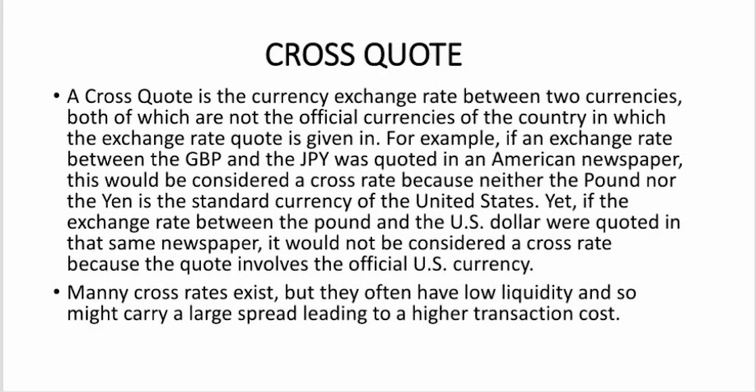The cross quote. The cross quote is the currency exchange rate between two currencies, both of which are not the official currencies of the country in which the exchange rate quote is given. For example, if an exchange rate between the Great Britain pound and the Japanese yen was quoted in an American newspaper, this would be considered a cross rate because neither the pound nor the yen is the standard currency of the United States. Yet, if the exchange rate between the pound and the United States dollar were quoted in that same newspaper, it would not be considered a cross rate because the quote involves the official US currency.